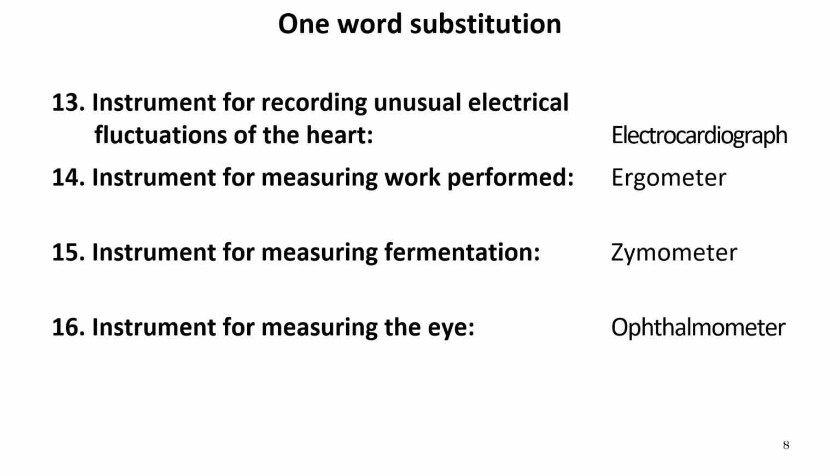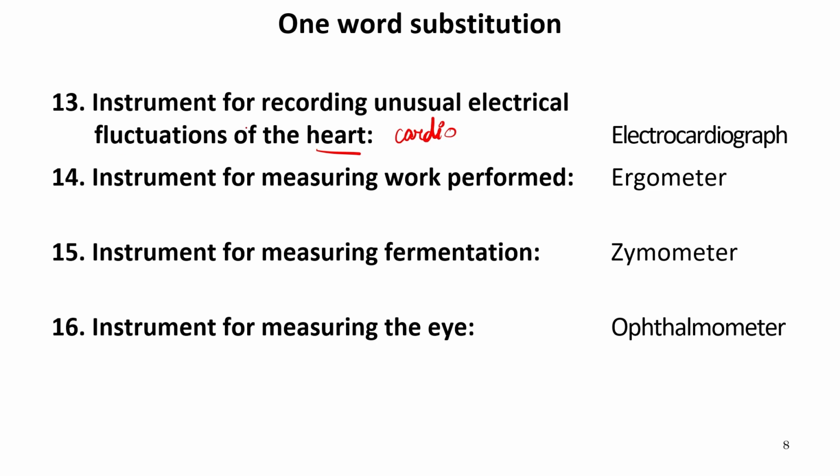Instrument for recording unusual electrical fluctuations of the heart. Now here a word is there, heart, and for heart we use a word cardiac. Now cardiac is basically related to heart, or you can say cardio. For example, if there is a word cardiology, it means one who studies the heart, that is known as cardiology. So basically cardio is a root word for the word heart.